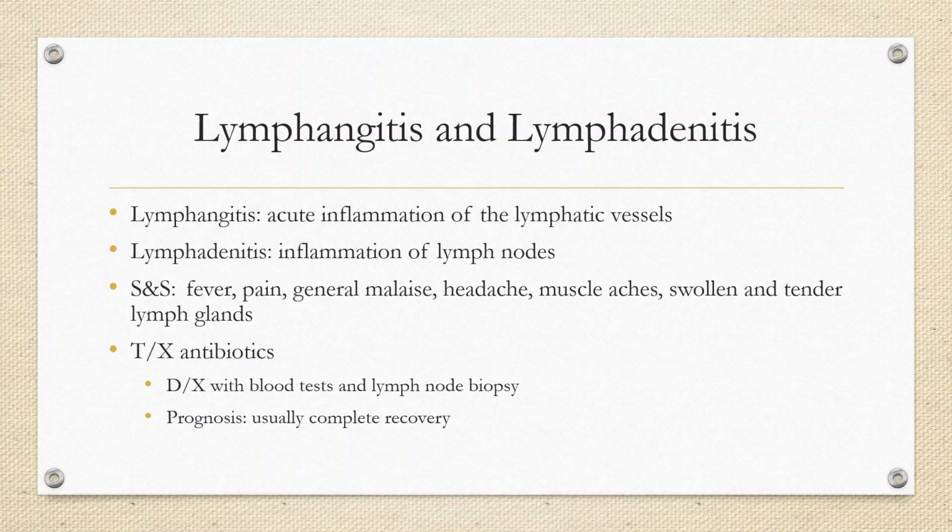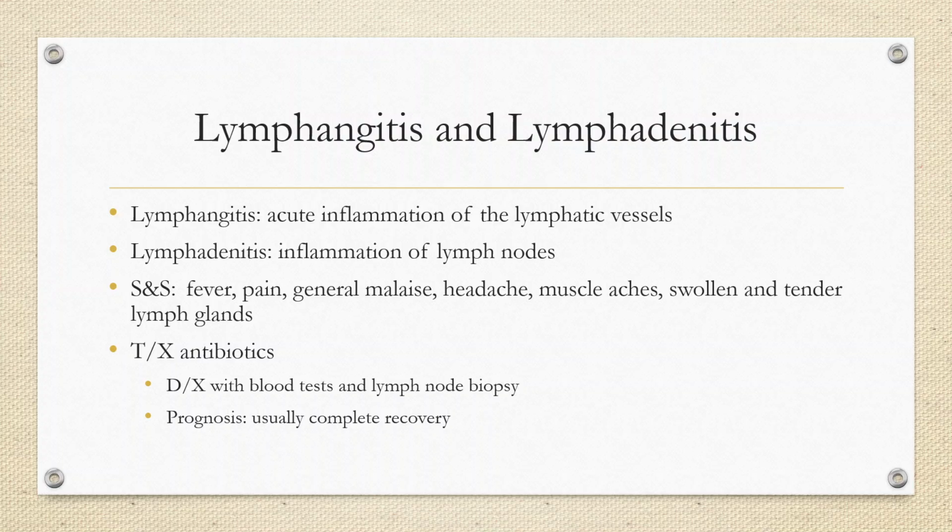Lymphangitis is going to be acute inflammation of the vessels, where lymphadenitis is the inflammation of the lymph nodes. So just slightly different presentation. But because it's an inflammation and infection in this area, you're going to see things like fever, pain, just generally not feeling great, headache, muscle aches and swollen lymph glands. Typically, we're going to treat this with antibiotics because it is typically a bacteria that's causing these issues. They might do a lymph node biopsy if blood tests are not showing this.